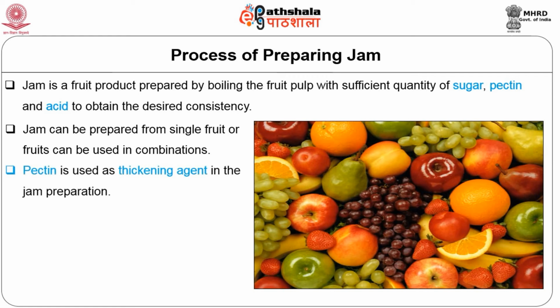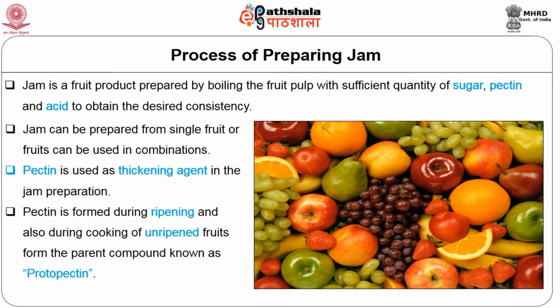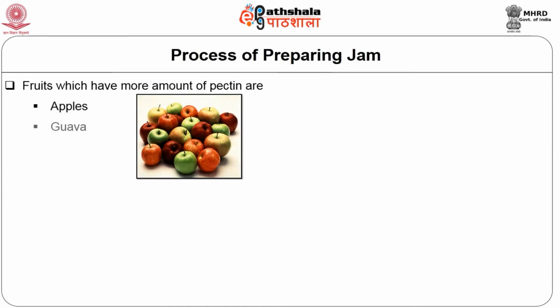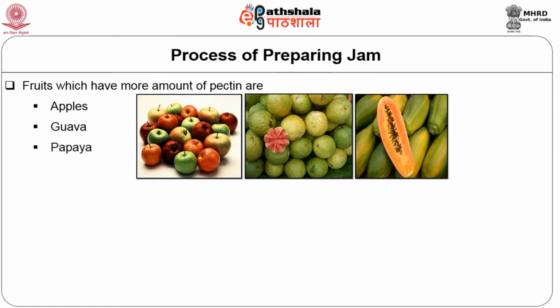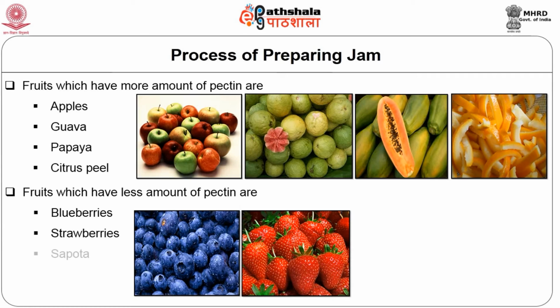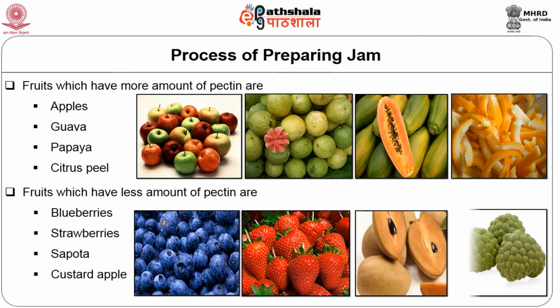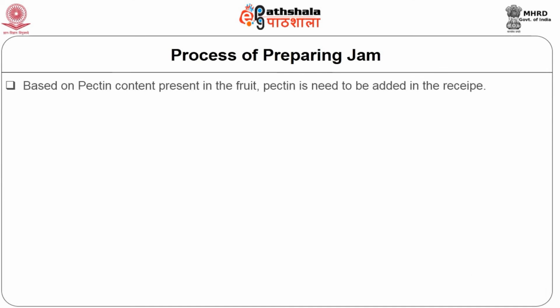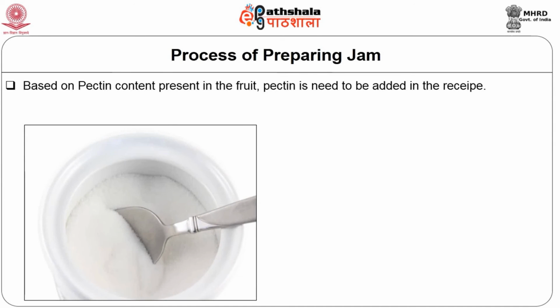Pectin is used as the thickening agent in jam preparation. In fruits, pectin is formed during ripening and also during cooking of unripened fruits from the parent compound known as protopectin. Fruits like apple, guava, papaya, and citrus peel have a high amount of pectin, and fruits like blueberries, strawberries, sapota, and custard apple have less amount of pectin. Based on the pectin content present in the fruit, pectin needs to be added in the recipe.